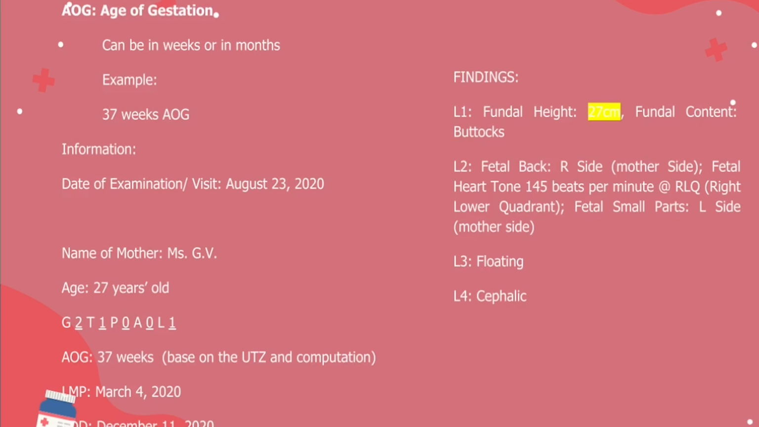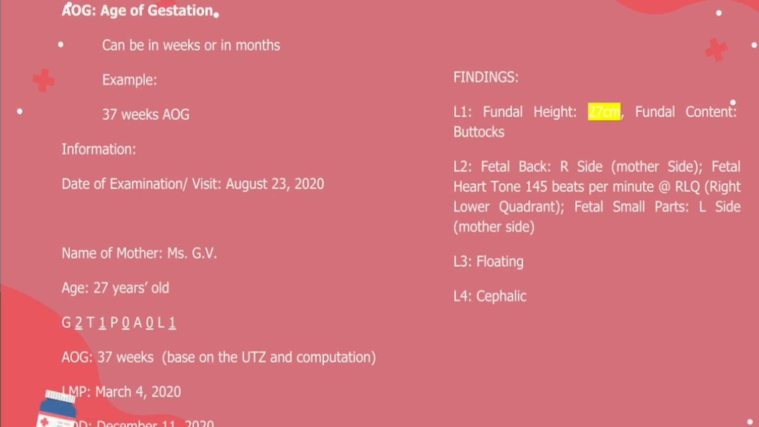Her LMP is March 4, 2020. That's the last menstrual period. And the EDD or the EDC is December 11, 2020. That's her estimated date of confinement or delivery.